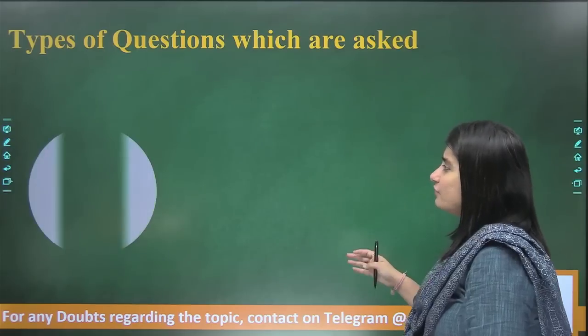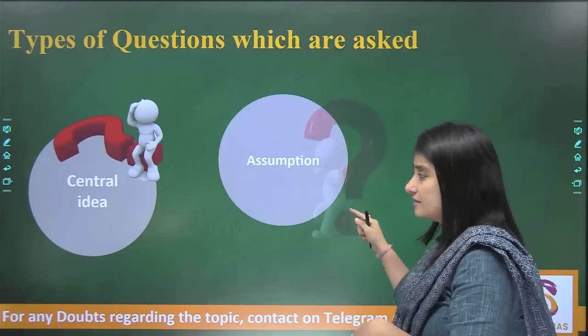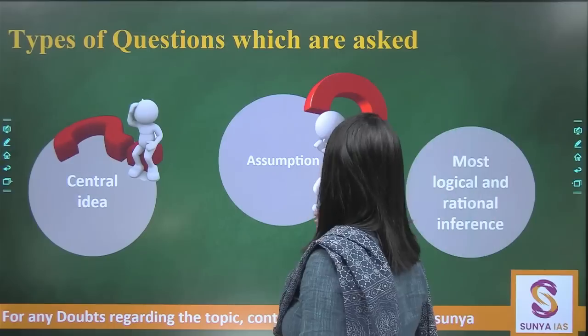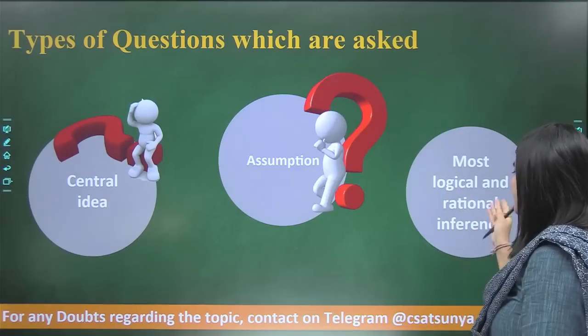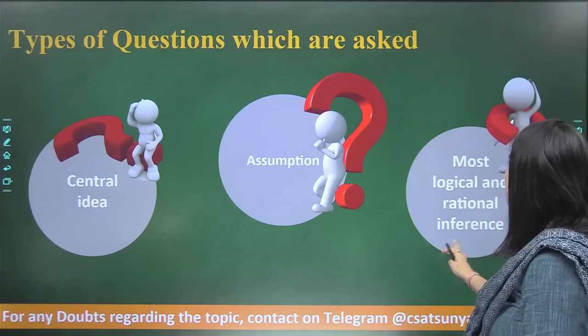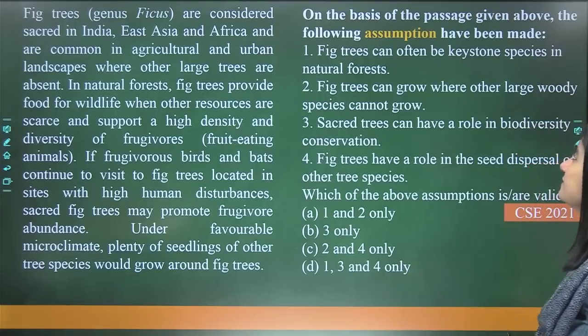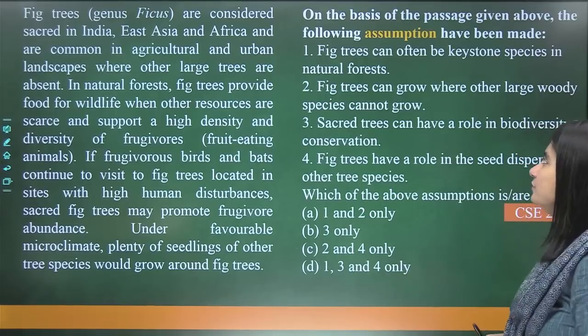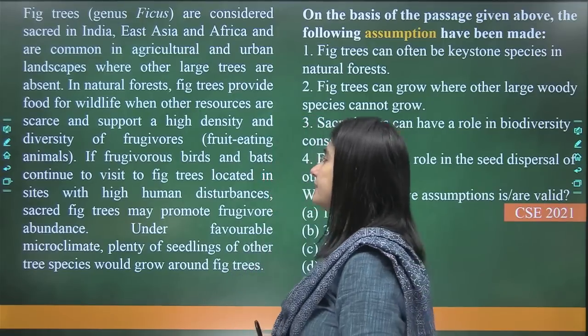So what are the types of questions that are asked? You are asked a central idea. You are asked an assumption. We did an assumption example today. Then you will be asked inference, most logical and rational inference. So there will be a lot of prefixes and suffixes given to that. Let us take another example from 2021, and it is an example of assumption. Let us read it.